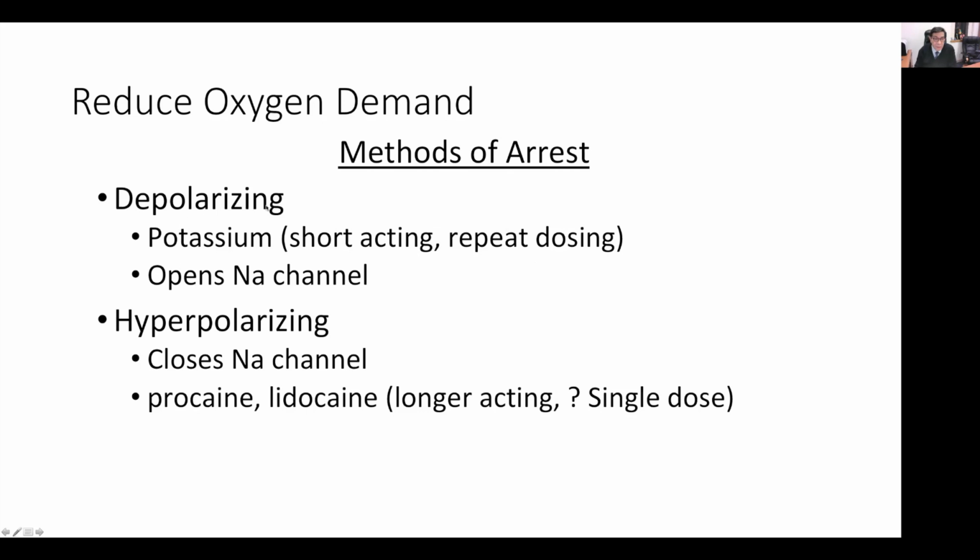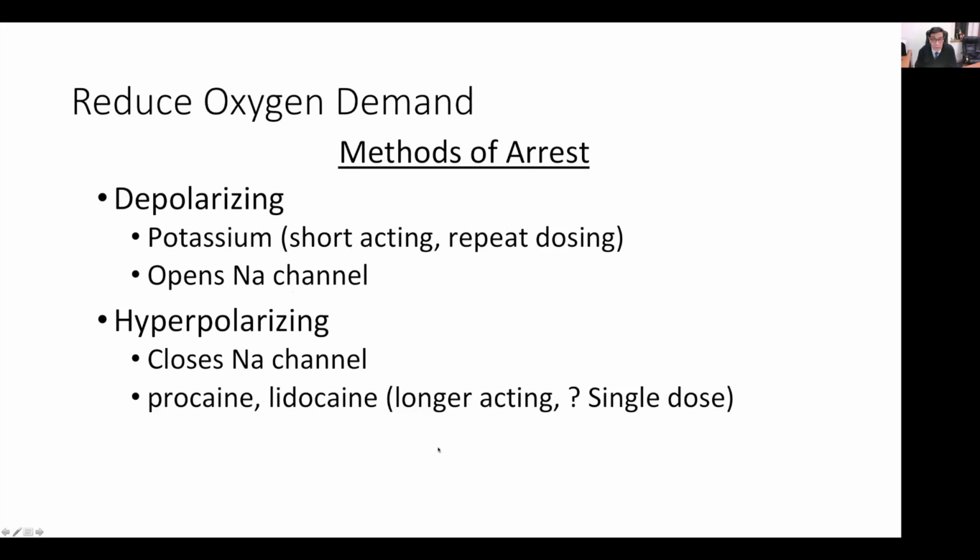The other disadvantage though of potassium is that it opens the sodium channel, so it lets sodium into the cell, and that's potentially a problem because remember, that's one of the ions we're trying to keep out. What are the other methods? Well, there are hyperpolarizing techniques or chemicals that actually close sodium channels, the most common of which is either procaine or lidocaine.